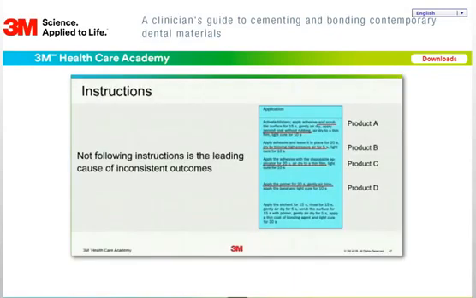I just took some examples of product A, product B, and product D. And if you will notice, and I will tell you quite honestly, they're the same class of product. But on the other hand, look at how they differ in terms of their applications. One will say rub it in for 20 seconds. Another one will say let it sit there for 20 seconds. Air dry for X amount of time. Do this and don't do that.